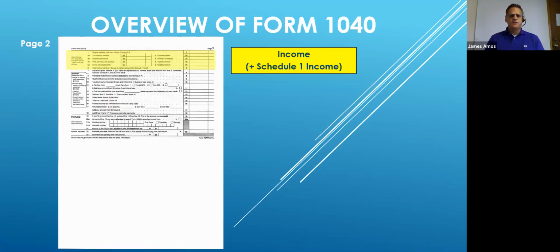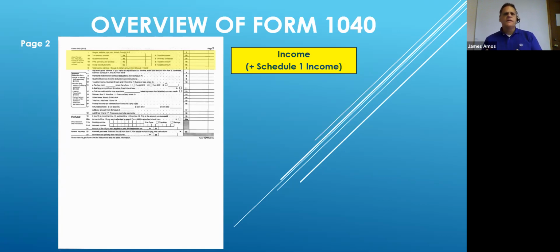Now let's look at page 2. This is where all the information starts coming in to do the return. First of all, the first section, lines 1 through 6, is your income section. It covers specific items like wages, interest, dividends, things we haven't talked about yet, but we will very soon. Social Security benefits. So there's all of those on there, but there's also an attachment called Schedule 1 income, and we're going to look at that in a moment too.